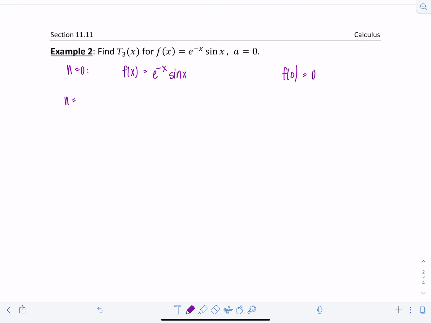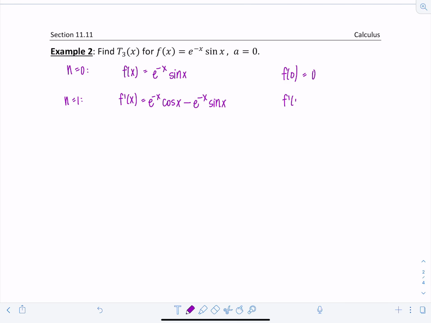N equals 1, f prime of x. Now we have to use the product rule. So I'm going to have e to the negative x cosine x. Then if I take the derivative of e to the negative x, I'm going to get negative e to the negative x times sine of x. And then I can just plug in 0 now.